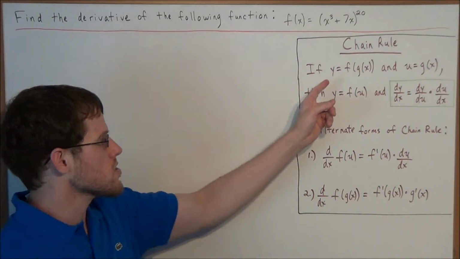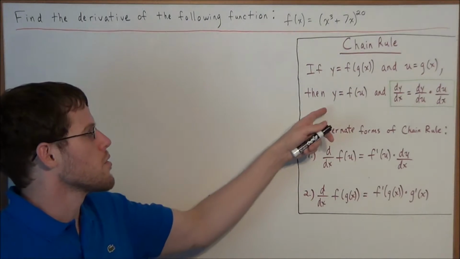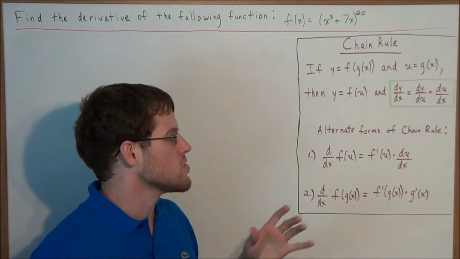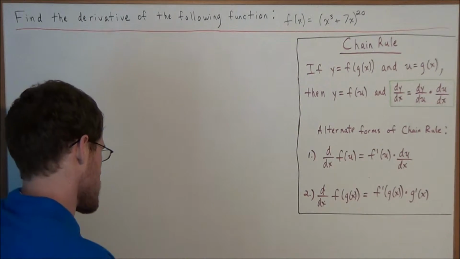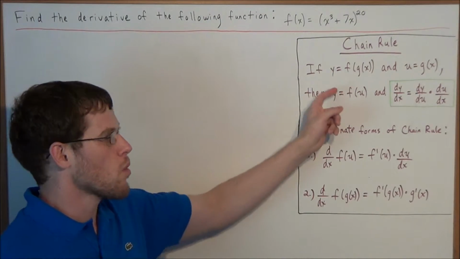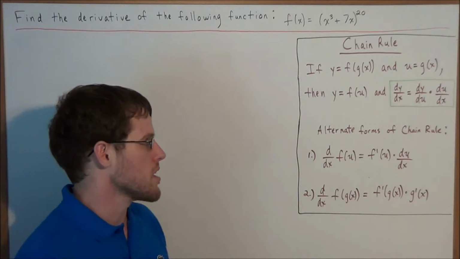So the chain rule states if y equals f of g of x and u equals g of x, then y equals f of u and dy dx equals dy du times du dx. And what this means is, if we have a composition function, we could break the derivative into two steps and multiply them together.